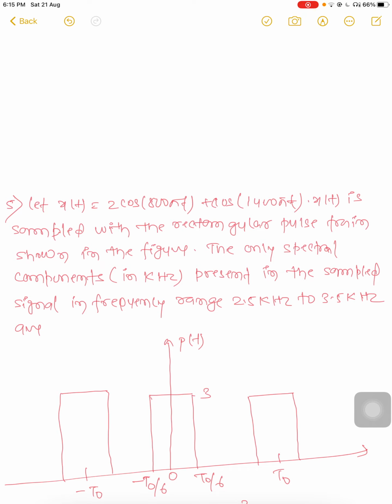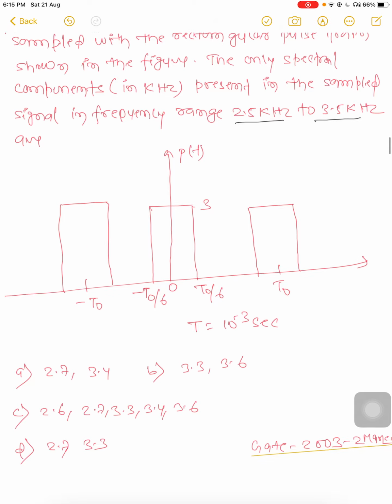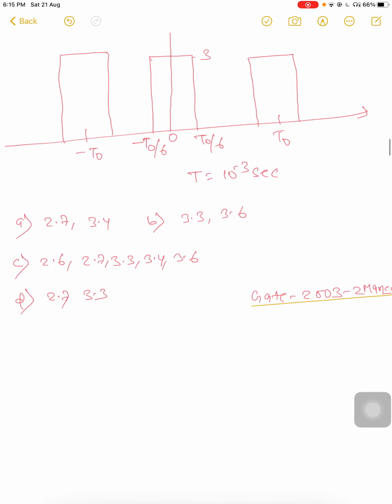Now let x(t) be 2 cos 800 pi t plus cos 1400 pi t. x(t) is sampled with the rectangular pulse train shown in the figure. The only spectrum components, in kilohertz, present in the sampled signal in the frequency range 2.5 kilohertz to 3.5 kilohertz are... We have to find out the spectrum. Solution.